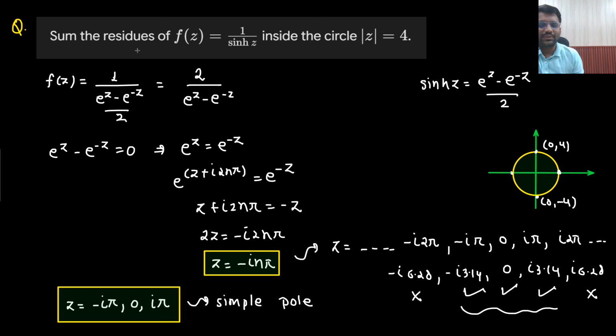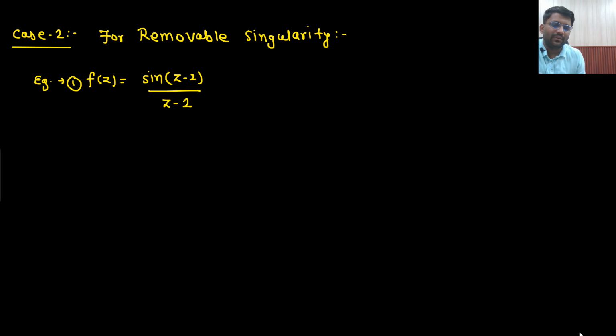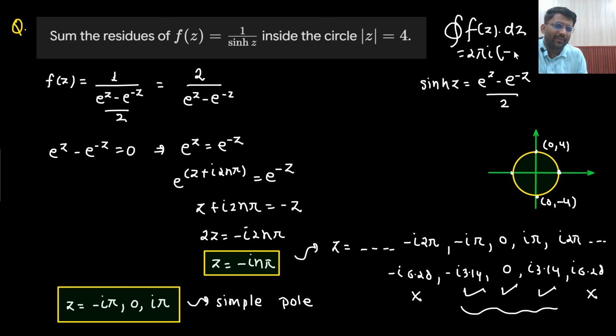Although they will not ask this question, sum of residues. What they would ask? They would ask the complex integration. This is something they would ask. So answer would be 2 pi I and the sum of residues. What is the sum of residue? Answer will be 2 pi I multiply with sum of residue, which is minus 1. So answer will be minus 2 pi I. So this is something they would ask, which we will see in the next lecture.